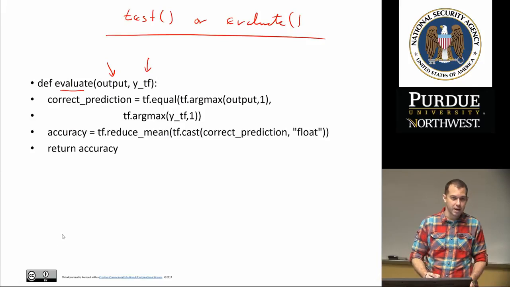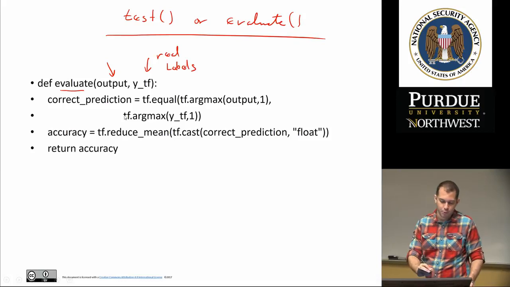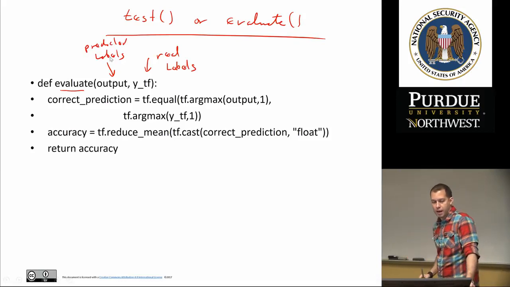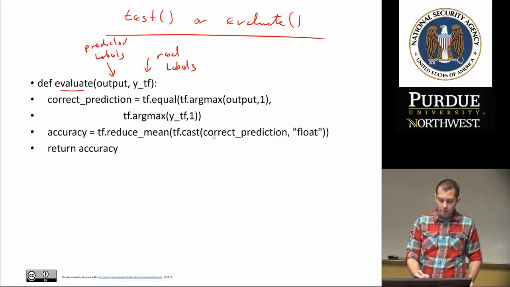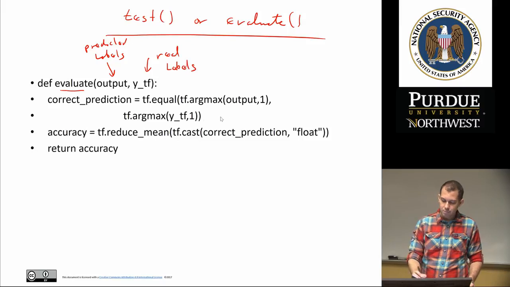We have YTF, which is the placeholder with the actual data. So let's say the real labels. Let's just keep it simple. Real labels, all right? And then we have the predicted labels. So they're an output.